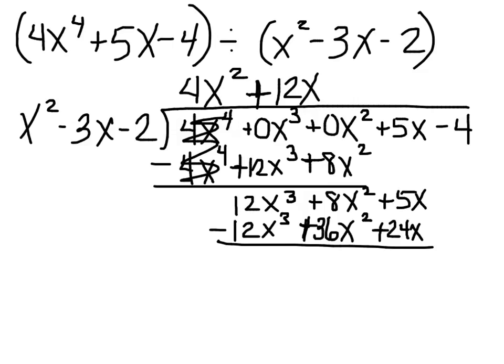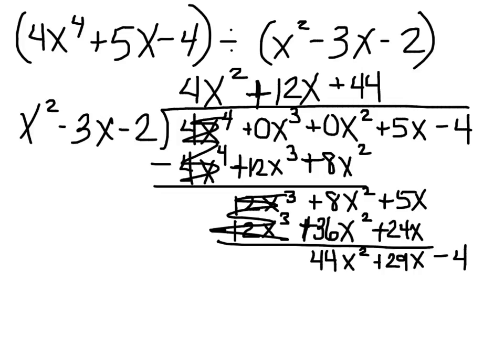What happens with the 12x cubes? They cancel. Gone. What's 8x squared plus 36x squared? 44x squared. What is 5x plus 24x? 29x. Drop the negative 4 and start over. What times x squared gives me 44x squared? 44. 44 times x squared is 44x squared.